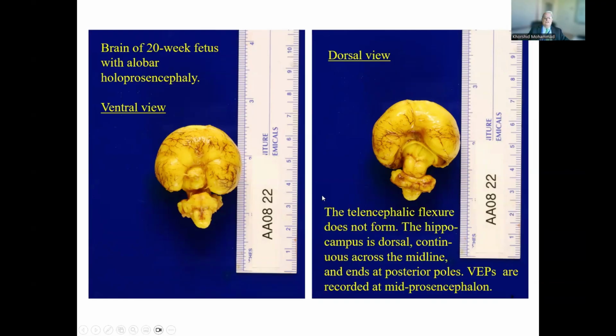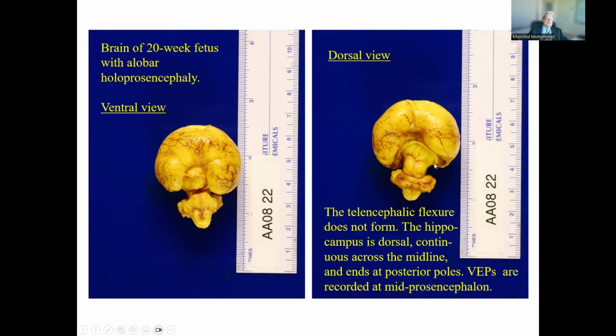This is a mid-gestational fetus with alobar holoprosencephaly. Here is a ventral view of the brain. Here you can see the basis pontis. And here's a dorsal view. And you can see, I hope you can see this arrow that I'm using, there's a band of tissue that goes across here.